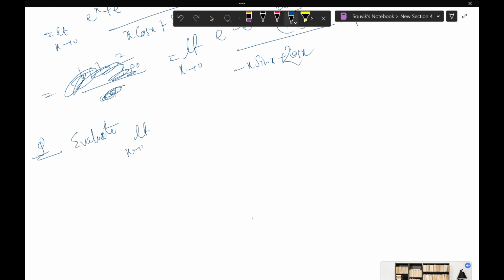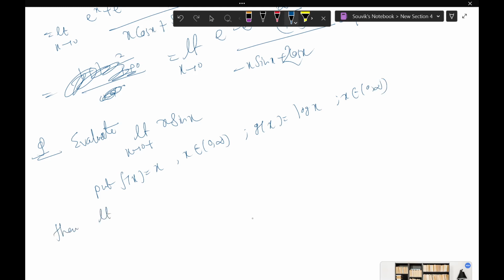Evaluate the limit as x goes to 0 plus of x log x. Put f(x) equal to x and g(x) equal to log x, defined on the open interval (0, infinity). Then limit x goes to 0 plus of f(x) is equal to 0 and limit x goes to 0 plus of g(x) is minus infinity.